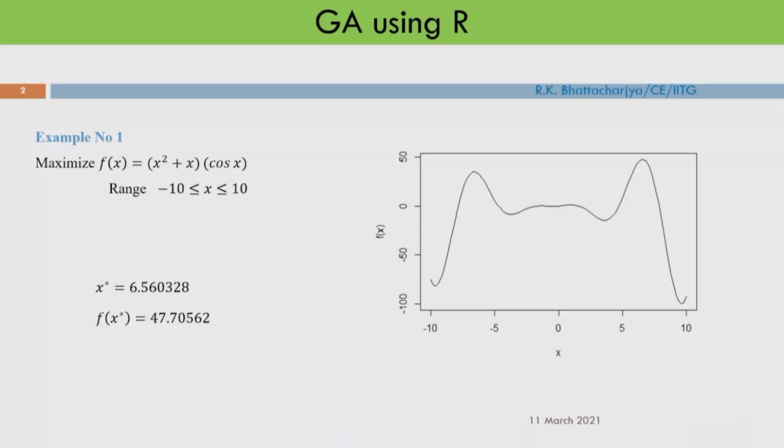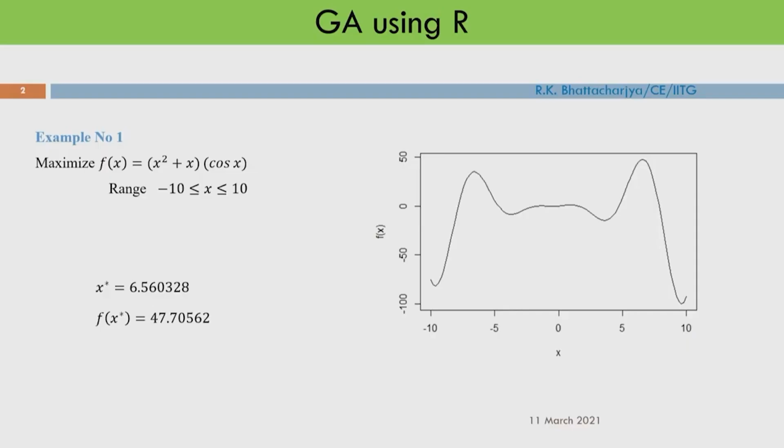Welcome back to the course on optimization. So today we will solve some nonlinear optimization problems using GA, and we will use the R platform. So let us see the problems that will be discussed in this particular class. The first problem is a maximization problem. It is a single variable function. The function is f(x) equal to x square plus x into cos x. The range for x is between minus 10 and plus 10.